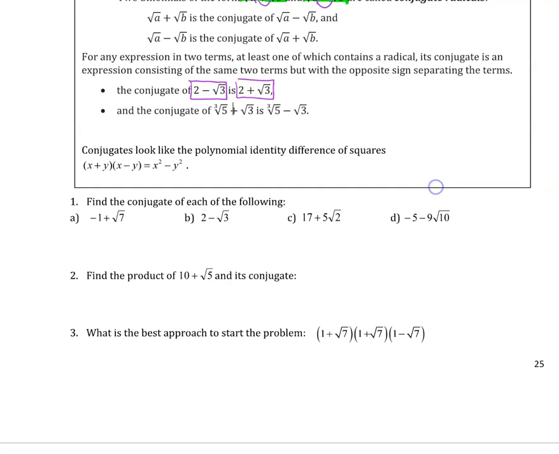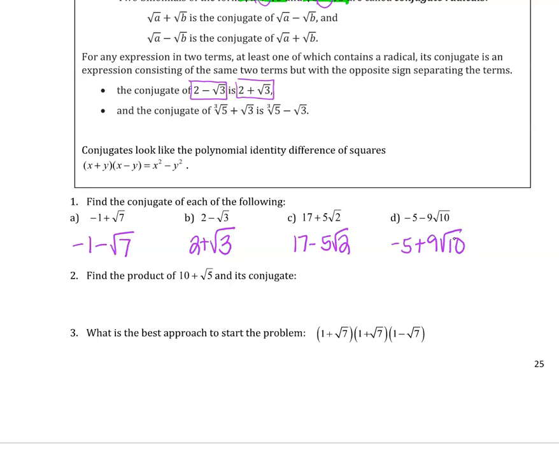If I come on down to find the conjugate of each of the following, it's as easy as just changing the operation in between the terms. So that's the conjugate of -1 plus radical 7. So those are each conjugate pairs.